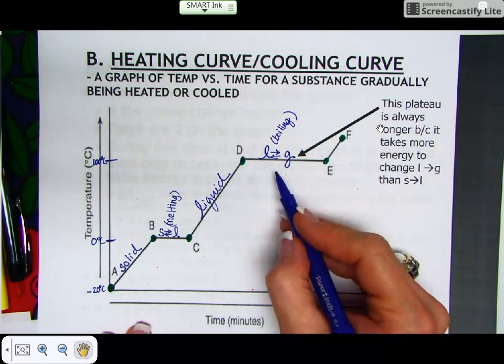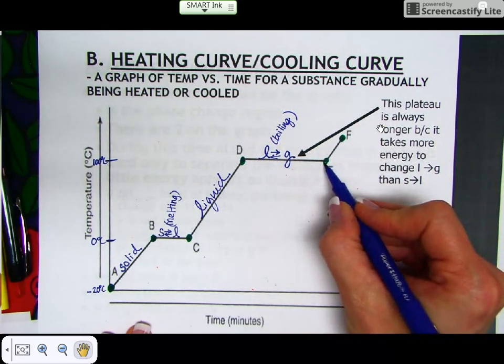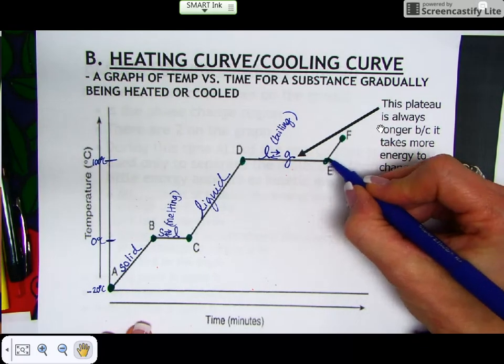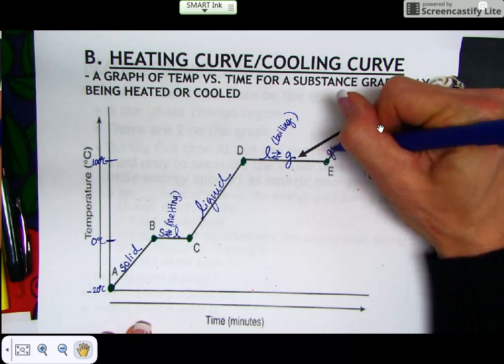Once the last little piece of liquid is gone and everything is a vapor, the temperature starts to rise again. And so between E and F, we only have the gas phase.